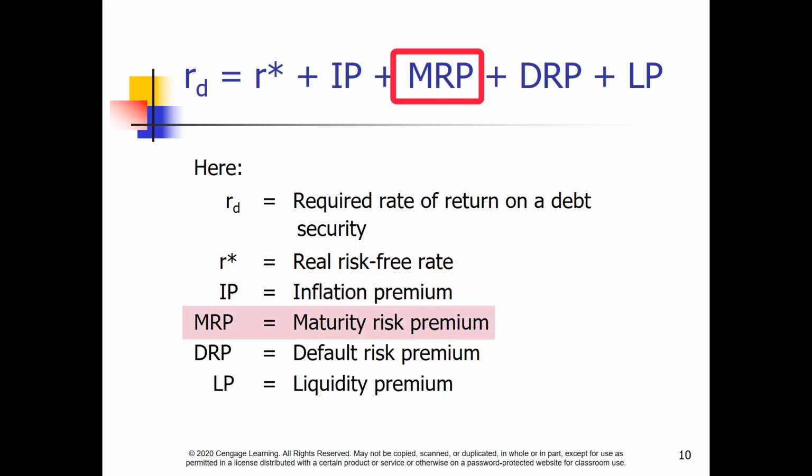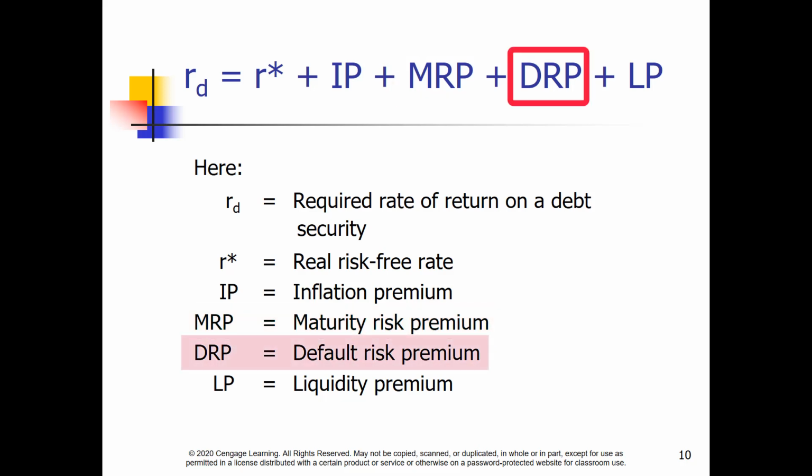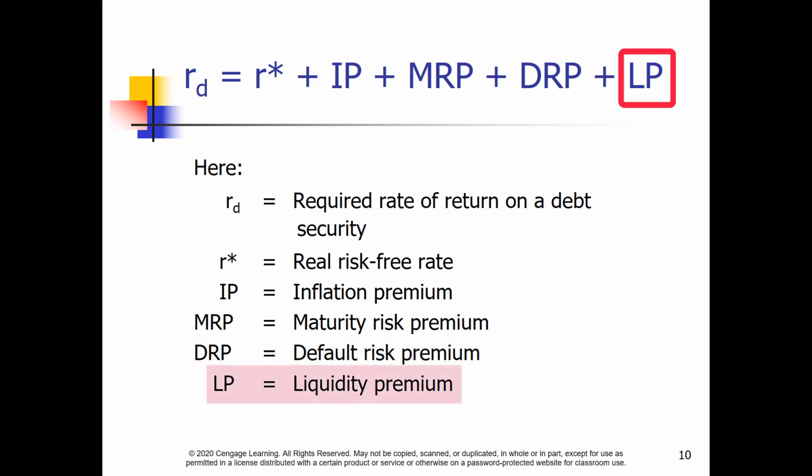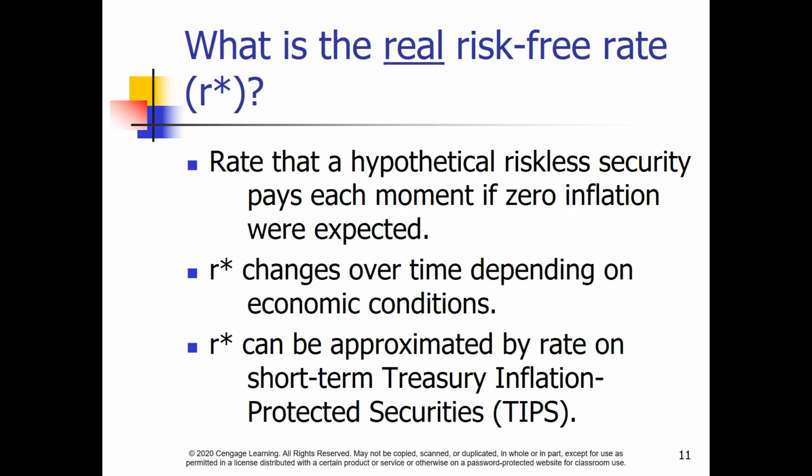MRP is the maturity risk premium included on longer-term bonds to compensate investors for tying up their money for a longer time and being exposed to more interest rate risk. DRP is the default risk premium. It's included on corporate bonds but not on treasuries. LP is the liquidity premium, again included on corporate bonds, which do not trade frequently, but not on treasuries, which are very actively traded.